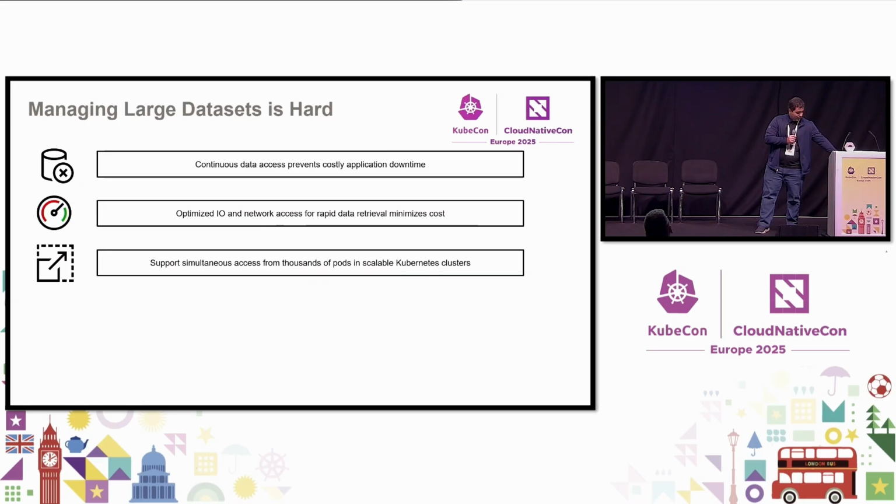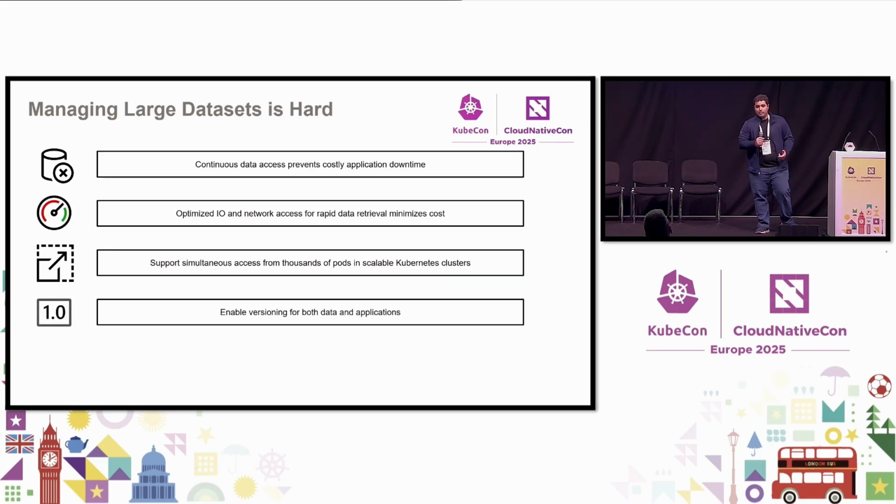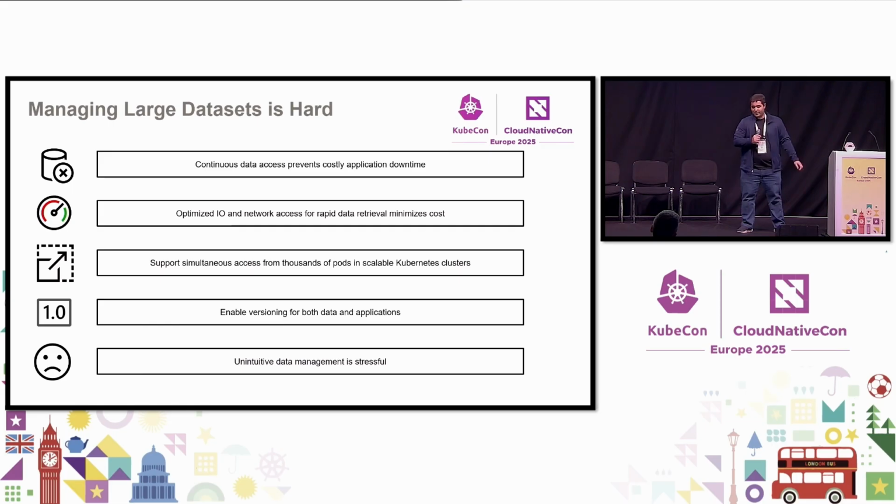And finally, there are some things about management that we really need to think about. First of all, this data is likely to need to be versioned. So we need to have versioning that matches both the data and the application side. Finally, but most important of all, managing this data needs to be easy. We cannot have any applications that are too difficult to manage because nobody's going to use them.